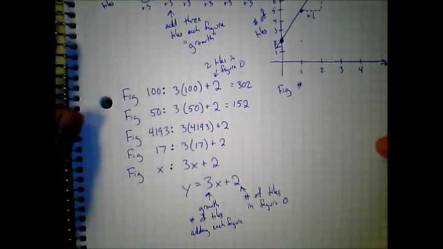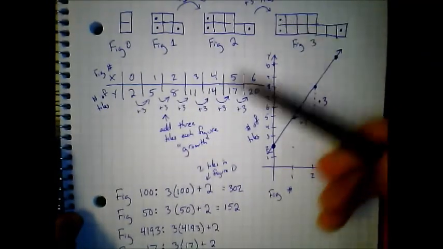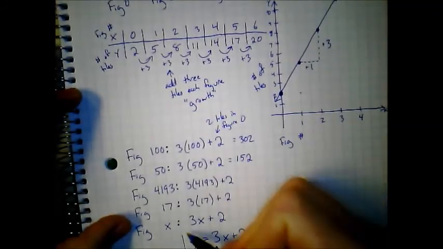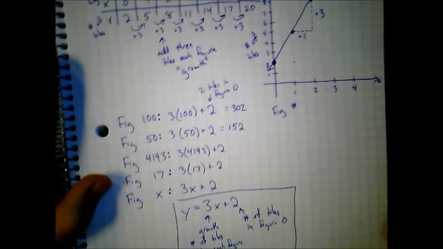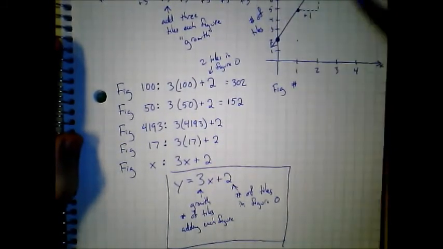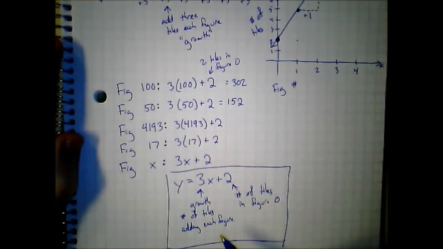So this is the connection between an original pattern, our table, our graph, and our equation. This equation is very important because once we understand this equation, we can make graphs better, we can make tables better, and we could jump right to writing our equation, because these are the only 2 things we need. We need the number of tiles we're adding each figure and the number of tiles in figure 0.